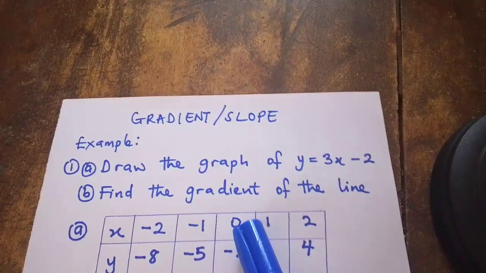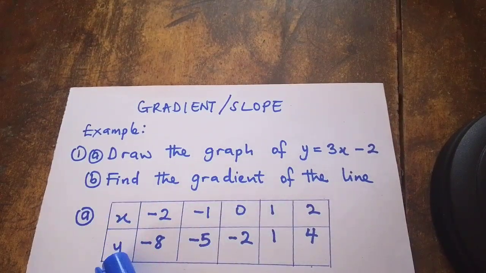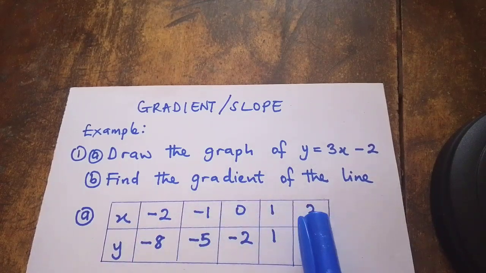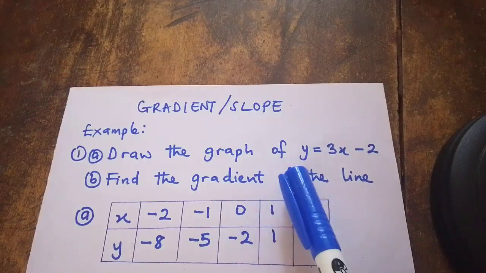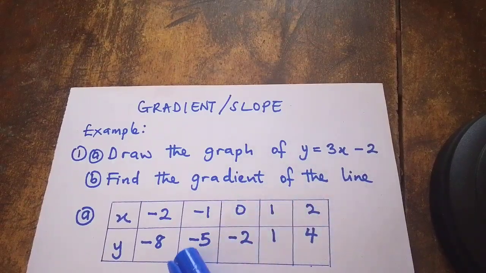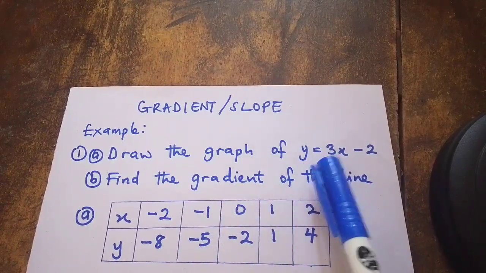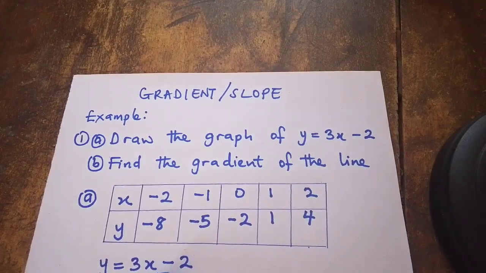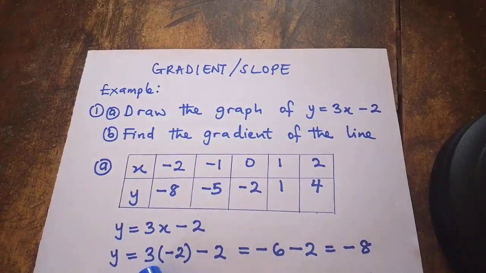So if we are having the table of values of x and y, I can pick x from minus 2 to plus 2: minus 2, minus 1, 0, 1 and 2. You want to look for the corresponding value of y when x is each of these values. You are given y equals 3x minus 2, so you'll be substituting the values of x one after the other into the formula to get the corresponding value for y.